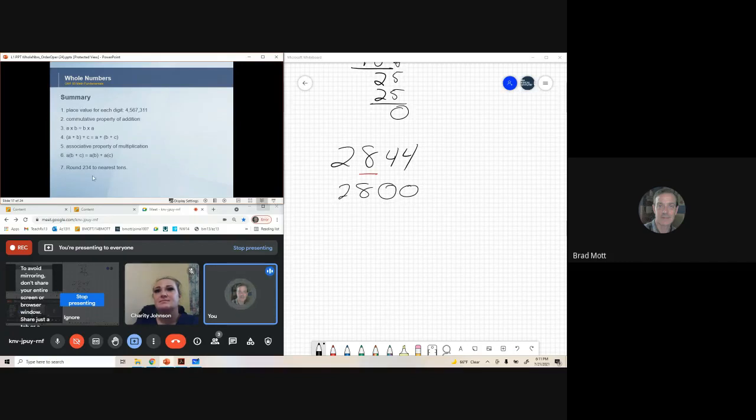So this is a summary of what we've gone over so far. Being able to assign place values to each digit in a whole number. Know what the commutative property is in addition, the commutative property in multiplication, the associative property in addition, and the associative property of multiplication. There's an example on line 6 of that. And be able to round any number to a given place.